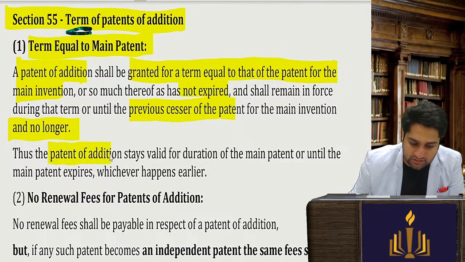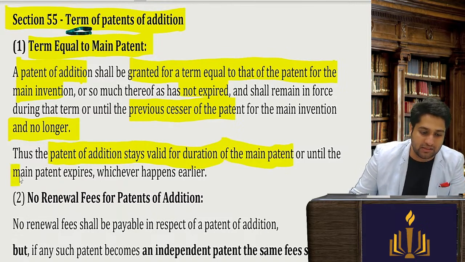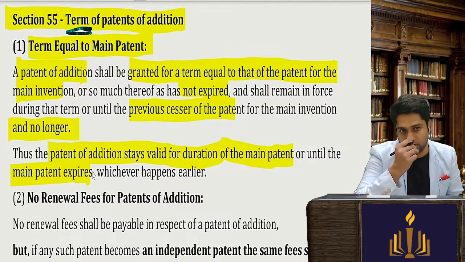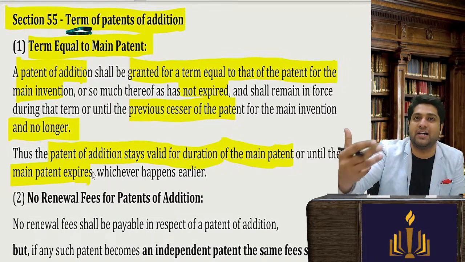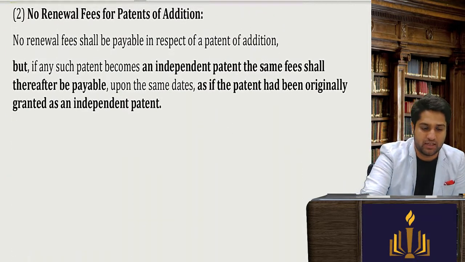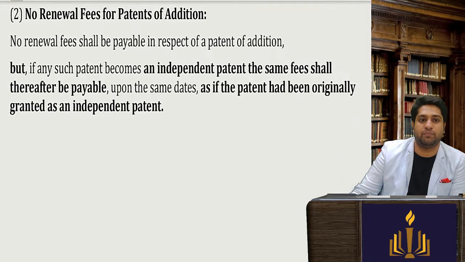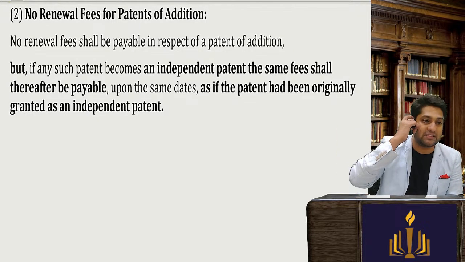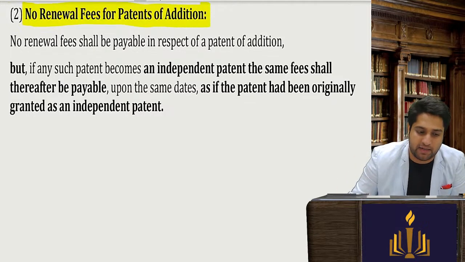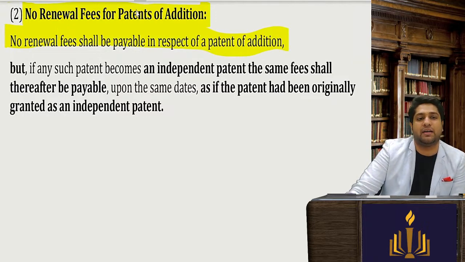Thus, a patent of addition stays valid for the duration of the main patent, and when the main patent expires, this will also expire. So it doesn't get a fresh validity, a fresh term. Very simple and very logical also. It's just a feature which normally could not have been independent. Now the question is renewal fees. See, no renewal fees for the patent of addition. Very, very simple.